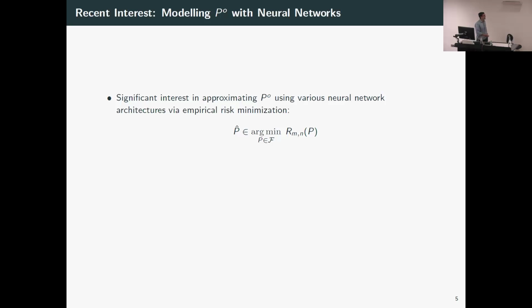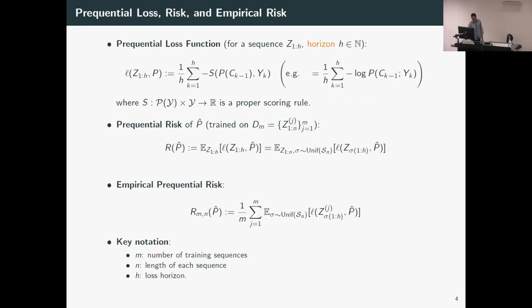So why am I interested in this setting? In recent years, there's been a lot of interest in modeling this type of object, P0, with neural networks. This is typically done by some form of empirical risk minimization, and many procedures actually minimize the empirical risk that I introduced in the previous slides. It's this kind of average where we're randomizing the order of each sequence.